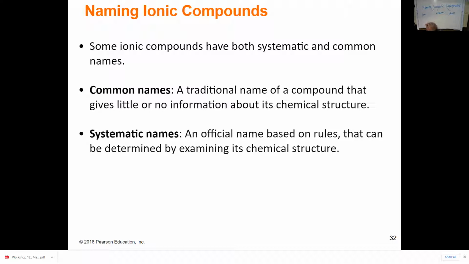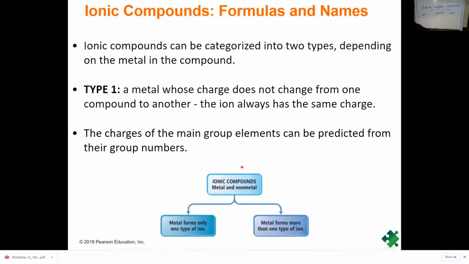The naming system that we're going to learn is the systematic naming system. That is going to be based on a list of rules, and we're going to be able to assign names to compounds based just on their chemical structure.